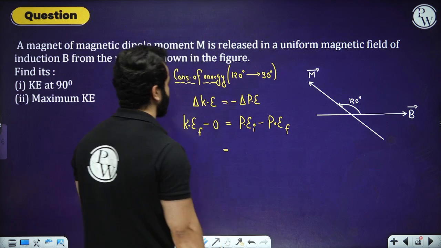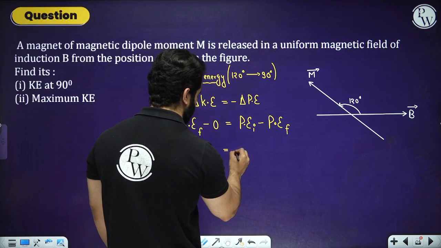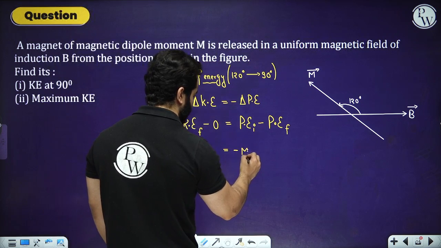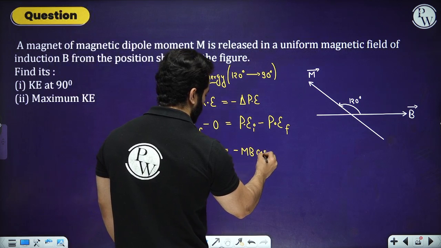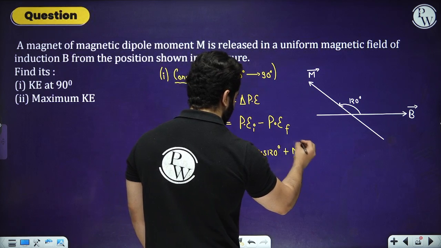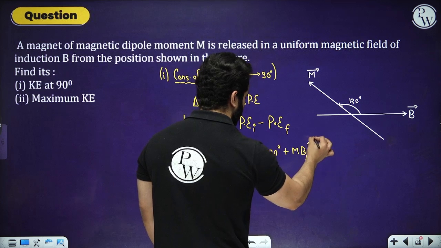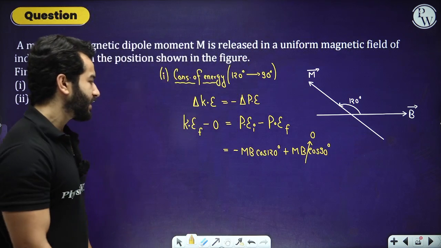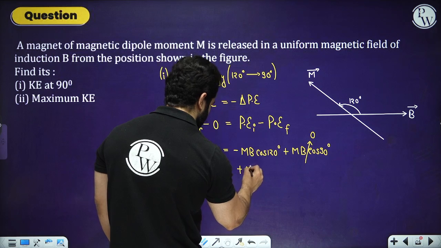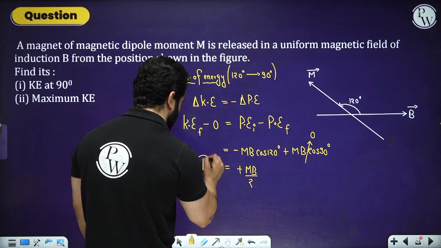So the initial potential energy at 120 degrees is written as minus mB cos 120, plus mB cos 90, which will be 0. Cos 120 is nothing but minus 1 by 2. So this will be plus mB by 2. That is going to be your final kinetic energy at 90 degrees.